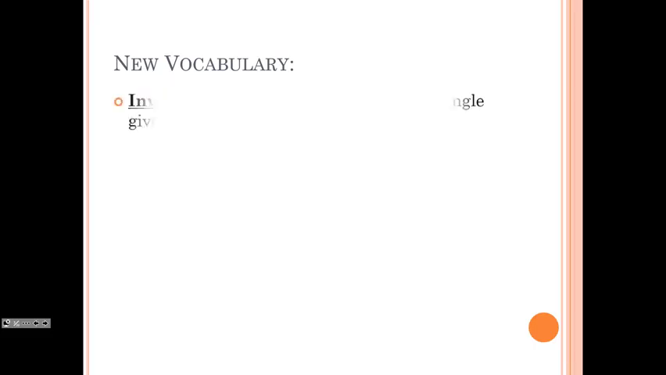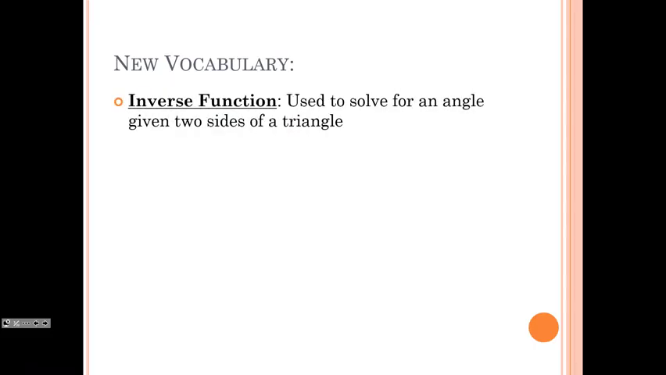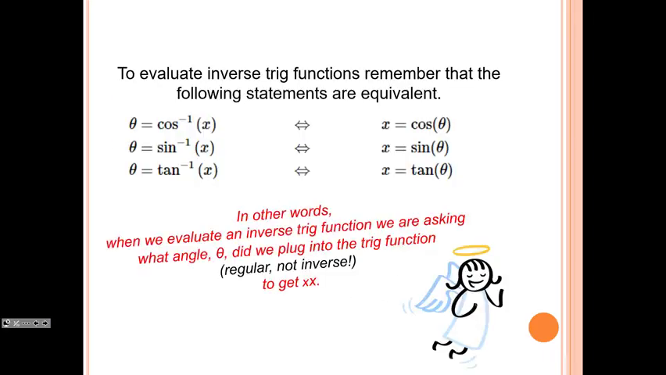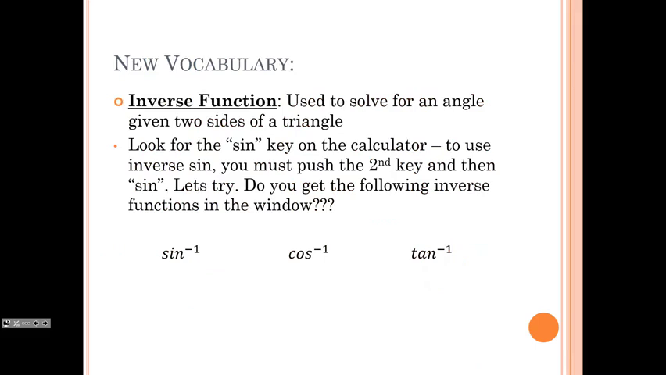Okay, new vocabulary: inverse function. Check and make sure that you can find it on your calculator. You might have to hit shift and then sine. When you hit shift sine or second sine, you'll see sine -1. This means that we're going to use this to find an angle measurement.